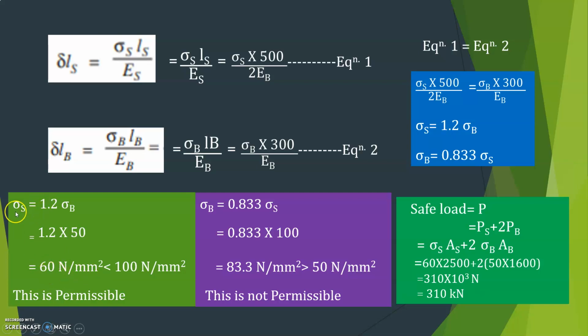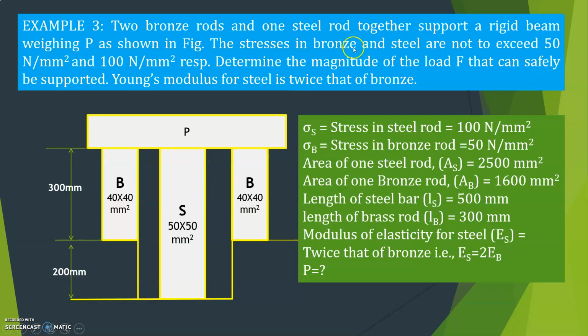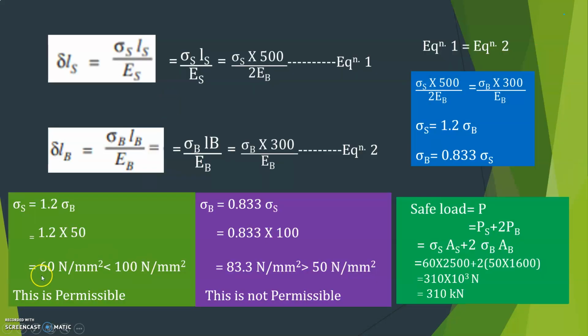What is this? That is nothing but stress in the steel. But what is given here? Stress in the steel not to exceed 100. Now what is this? It is 60. What you got is 60, so it is less than 100 Newton per millimeter square. So this is permissible, means whatever value you got is less than the given value. So this is safe. So you can consider this value as the stress developed in the steel. That's why I have written here this is permissible.